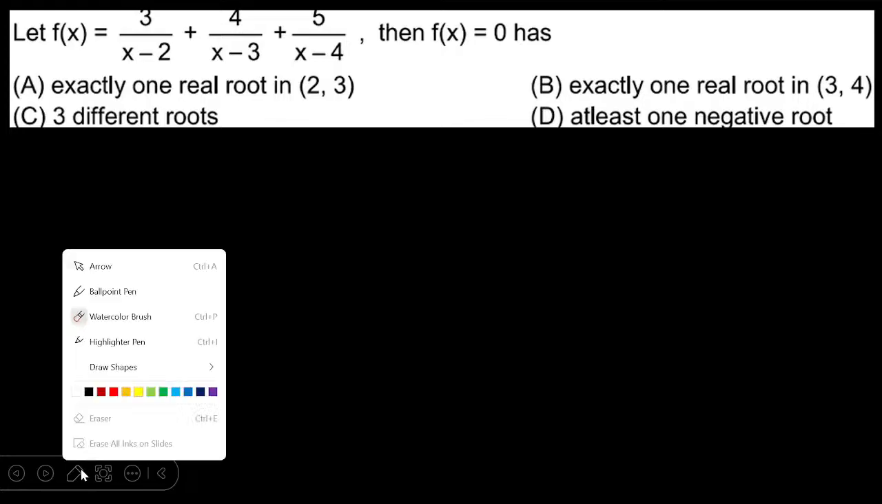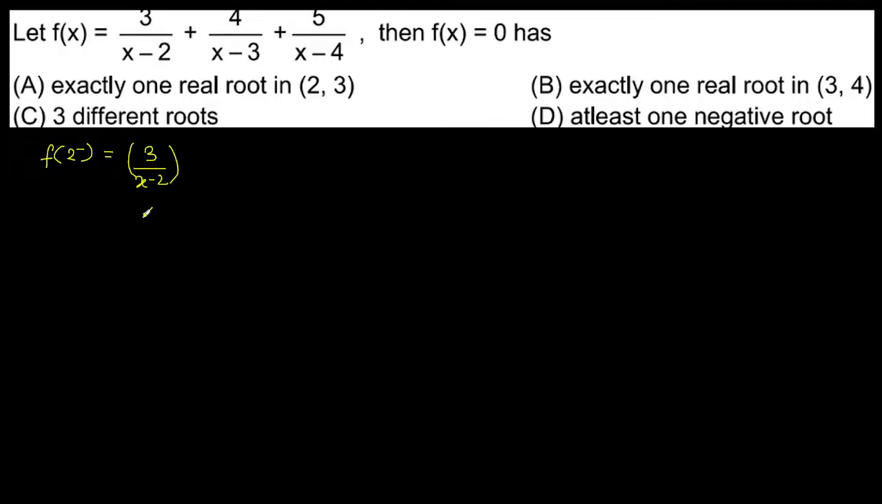Okay, so my saying is that we don't have to do anything magical, no rocket science. If we take x less than 2 minus, so can we say that 3 upon x minus 2, this whole is less than 0. 4 upon x minus 3 is also less than 0. 5 upon x minus 4, this is also less than 0.